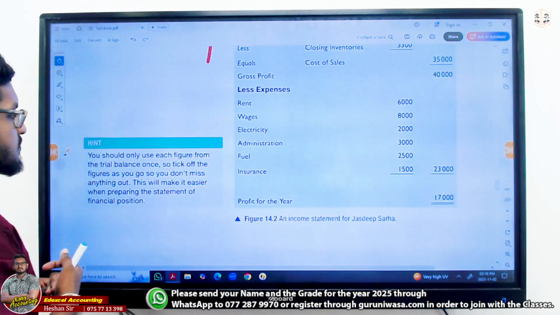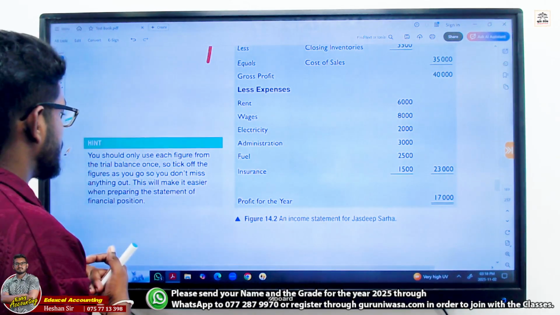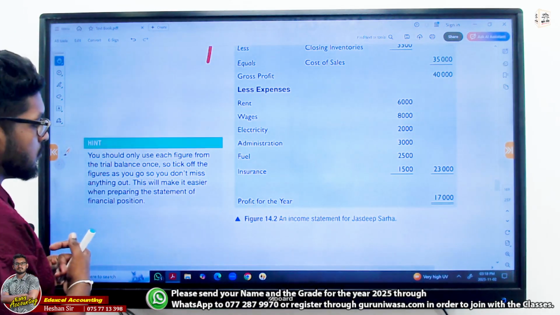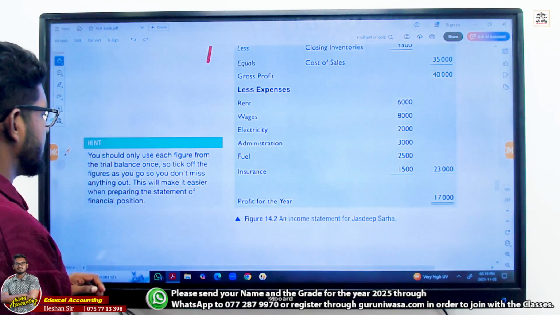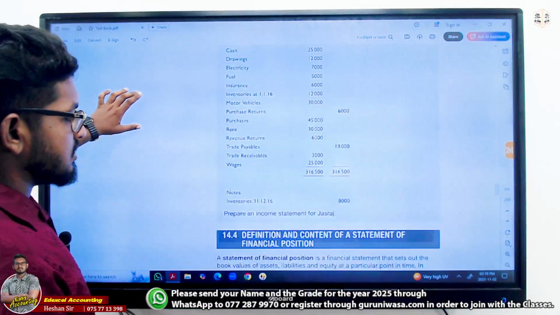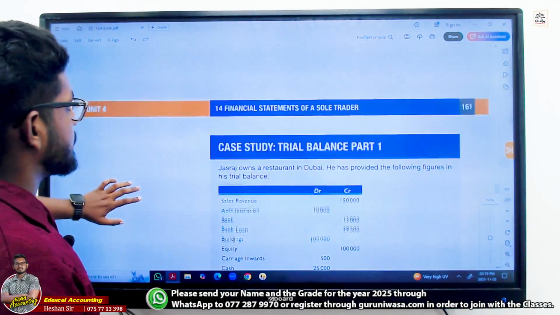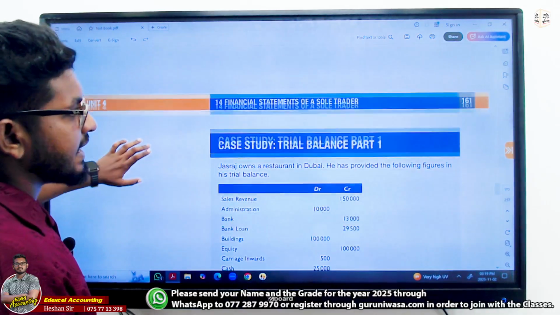You should only use figures from the trial balance once. So tick off the figures you use so you don't miss anything out. This will make it easy when preparing the statement of financial position. So in here, let's prepare the income statement. Right, case study.